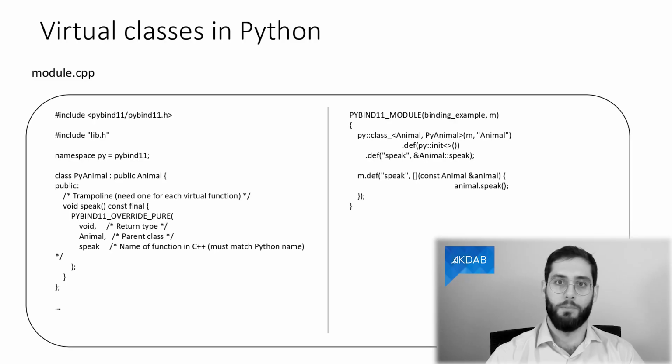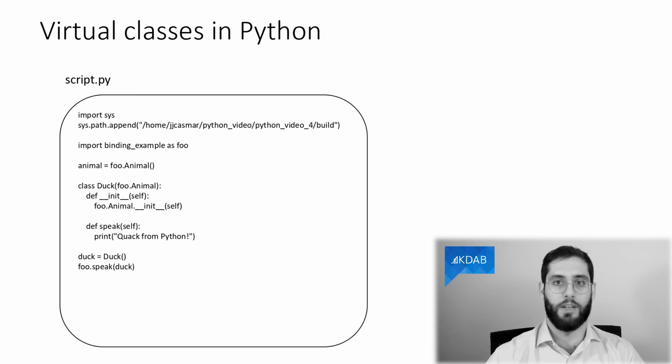Finally, we can also implement the virtual class directly in Python. To do so, we implement a trampoline class and add a new definition to our module. In our Python script, we can now implement new animals, like this duck.